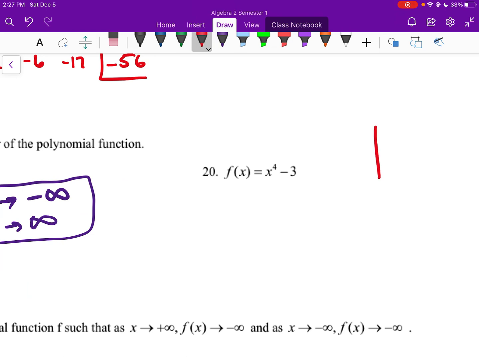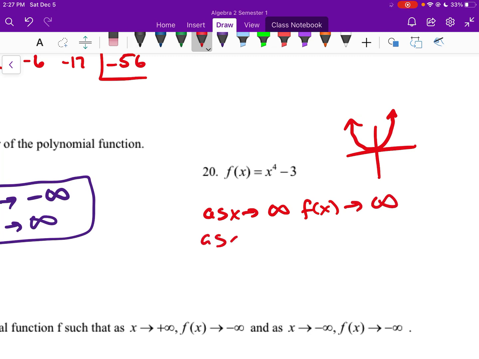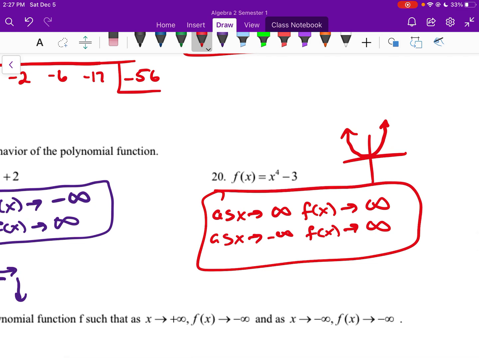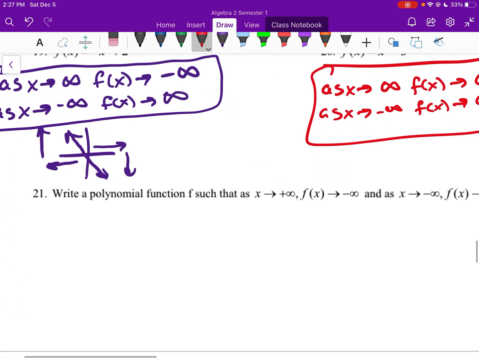All right, so here we have x to the fourth, so an even degree. So the end behavior is going to go in the same direction. Positive leading coefficient, so we're going up. So as x approaches infinity, f of x is also approaching infinity. As x approaches negative infinity, f of x is also approaching positive infinity. All right, that is end behavior.